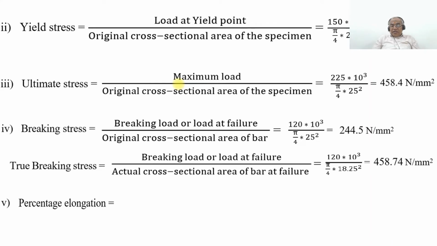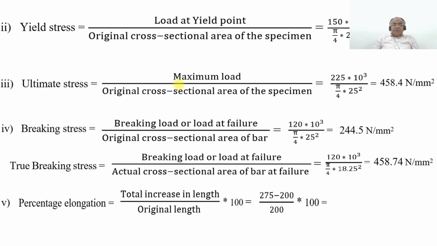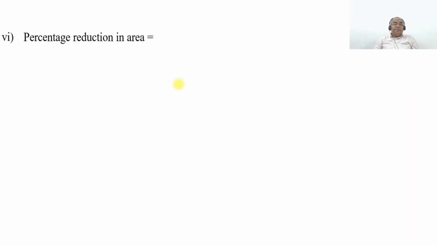So what is the percentage elongation? The percentage elongation is the total increase in length divided by the original length, into 100. So what is the total increase in length? It is LF minus L0, divided by L0. So LF is nothing but 275, minus the original length, which is 200, divided by the original length 200, into 100. On simplification, you are going to get 37.5% as the percentage elongation.